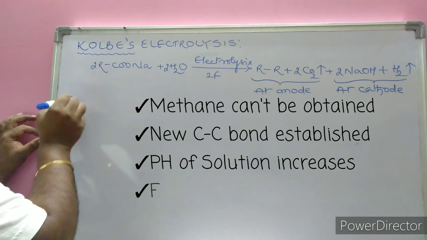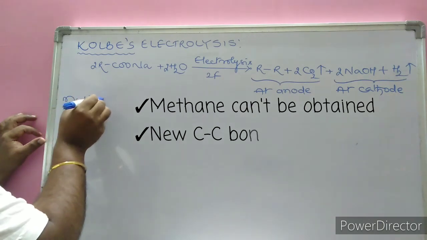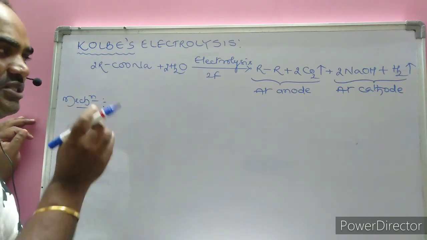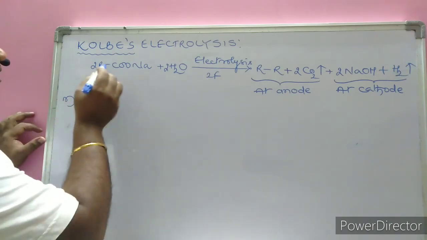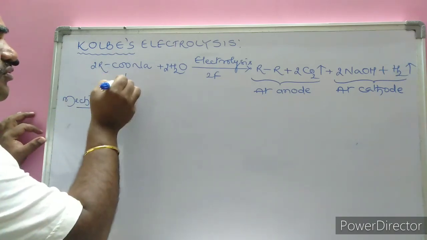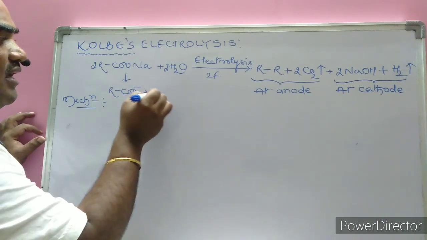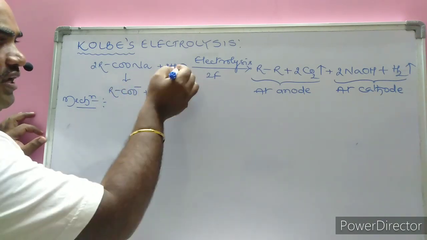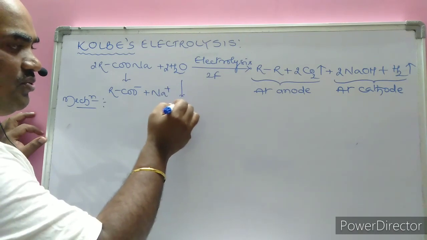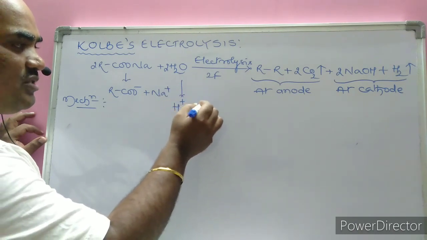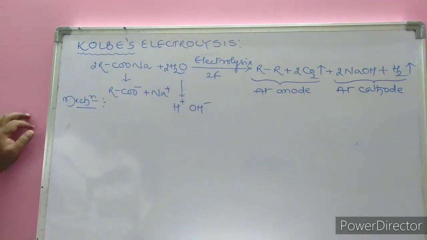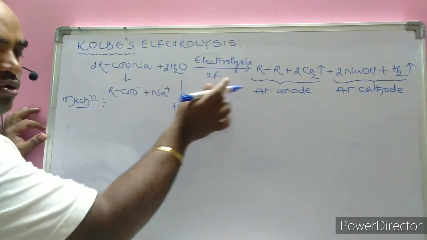Here, what is the mechanism of this reaction? The mechanism proceeds via a free radical mechanism. Here, RCOONa is there. What is it forming? RCOO minus and Na plus ions. Here the water is there. Water also ionizes, H plus as well as what? OH minus ion. Here, as I said, it is an electrolysis process.